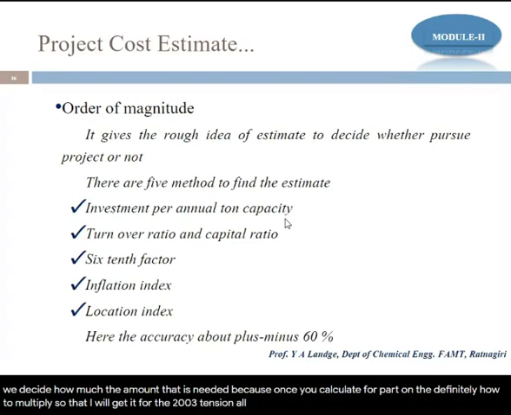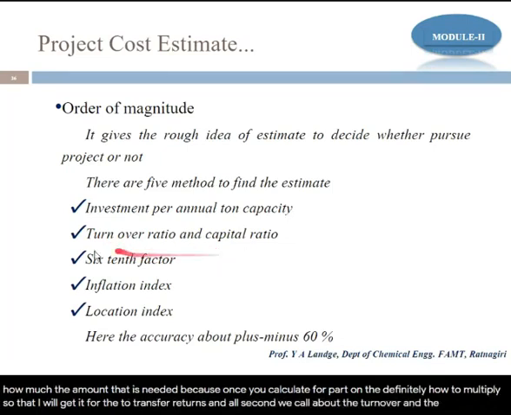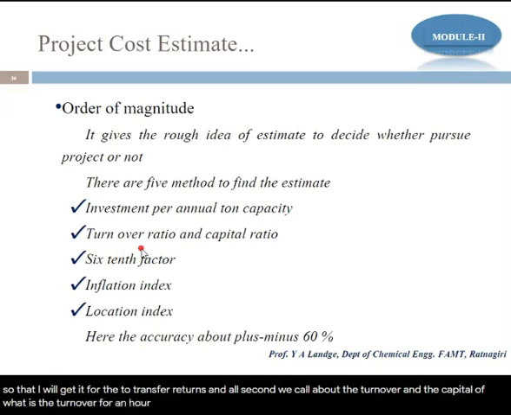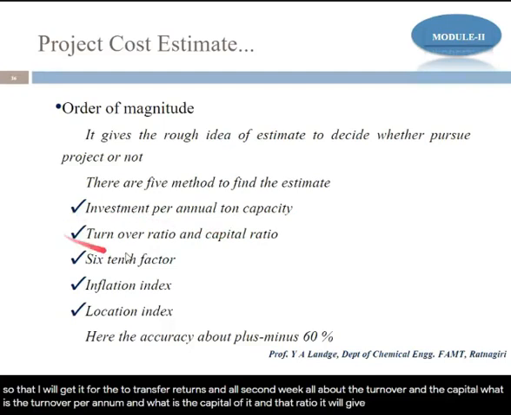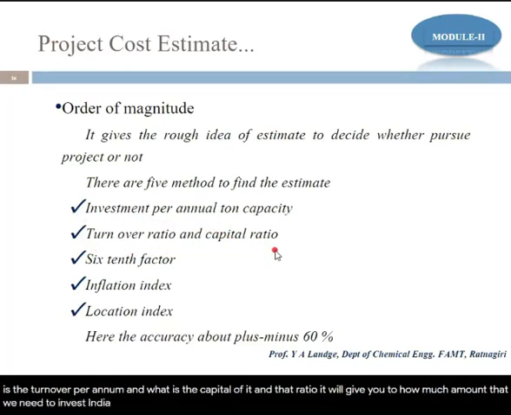Second, we talk about the turnover and the capital. What is the turnover per annum and what is the capital? That ratio will give you how much amount we need to invest in the project.